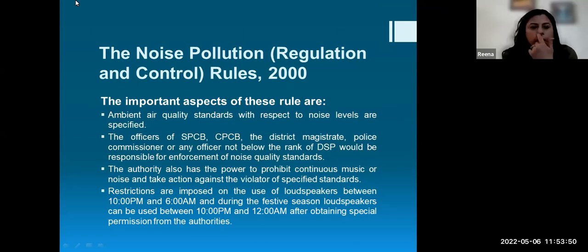So they have specified standards imposing restrictions on the use of loudspeakers, because these are the main mediums of noise pollution at night, or in an organized manner, noise pollution is caused due to loudspeakers. So restrictions were introduced that between 10 p.m. to 6 a.m., and during the festive season, loudspeakers can be used until 12 a.m. after obtaining special permissions from the authorities.